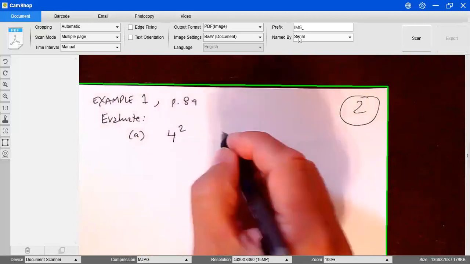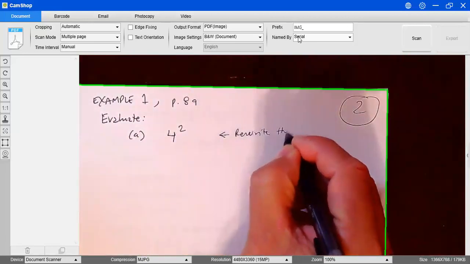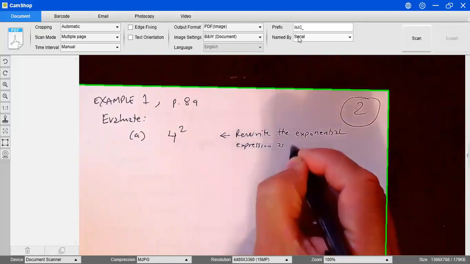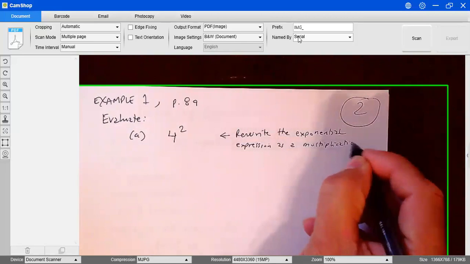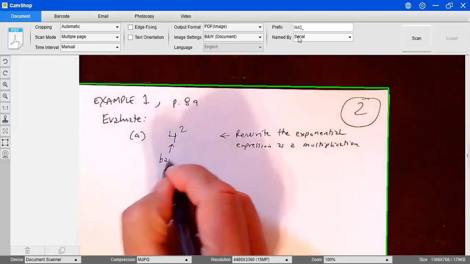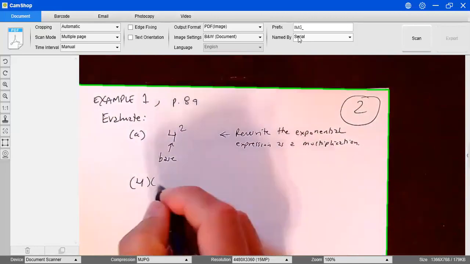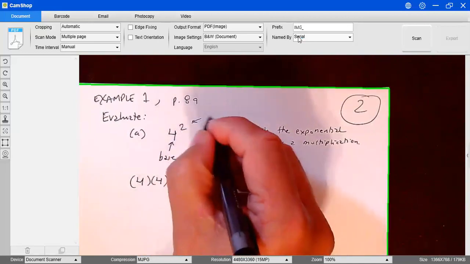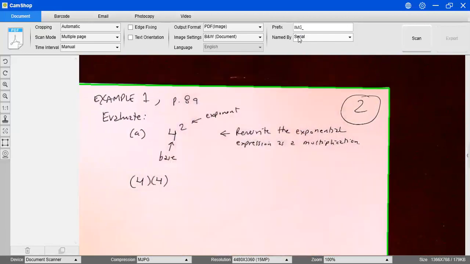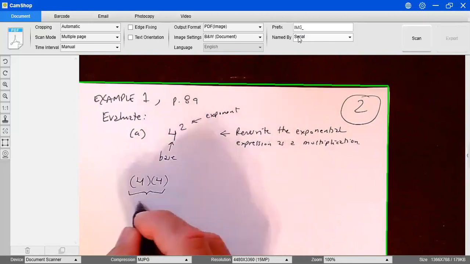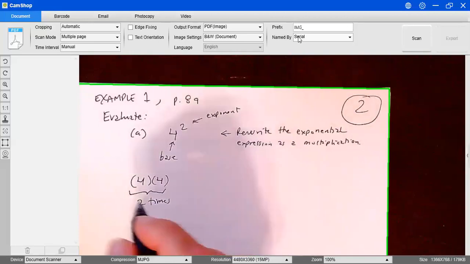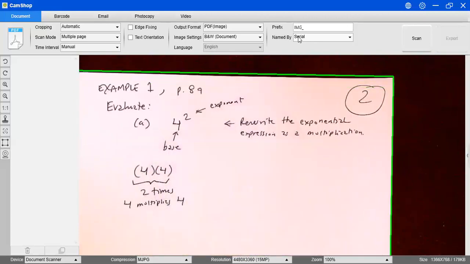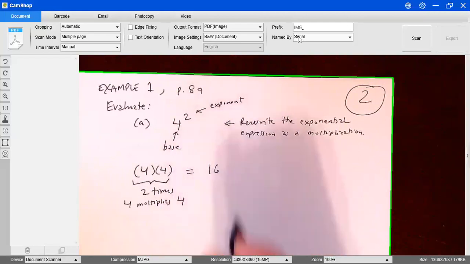So how do you evaluate this? You need to rewrite the exponential expression as a multiplication. So this is going to be the base. We write the base, and the base is going to multiply the base. How many times? Just the number of times that n indicates. So n, the exponent, indicates that 4 should be multiplied by itself 2 times. So 4 multiplies 4. So the answer is just 16.